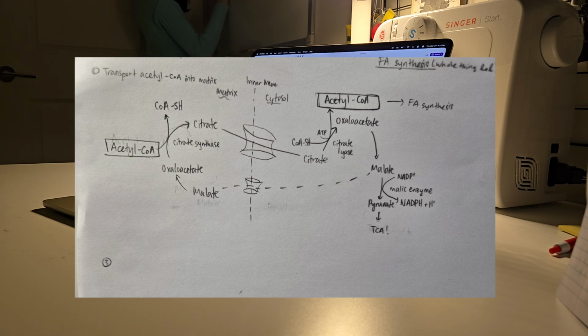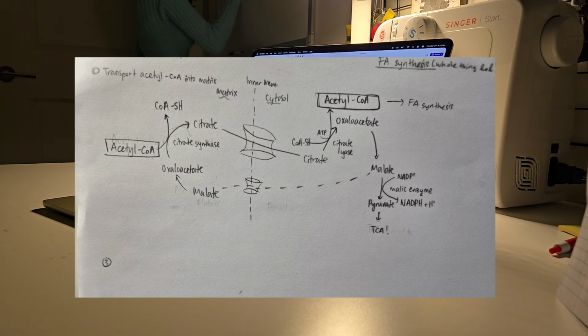Once citrate is converted to oxaloacetate, acetyl-CoA is regenerated. This requires an expenditure of ATP. Then from there, oxaloacetate can be converted into malate. Malate can then cross the inner membrane once more and be converted to oxaloacetate, which can be converted into citrate. So basically, you can just do the whole cycle all over again.